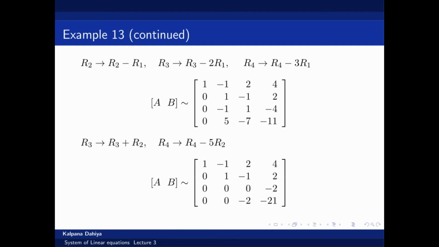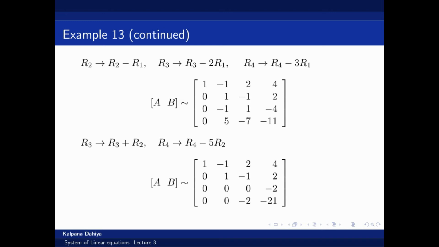Now using these elementary operations, the augmented matrix is equivalent to the following matrix. First matrix on the slide, 1, minus 1, 2, 4, first row as it is. Now second row is 0, 1, minus 1, 2. Third row is 0, minus 1, 1, minus 4. And fourth row is 0, 5, minus 7, minus 11.